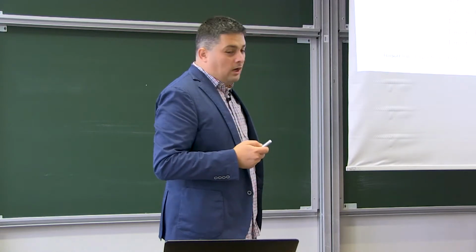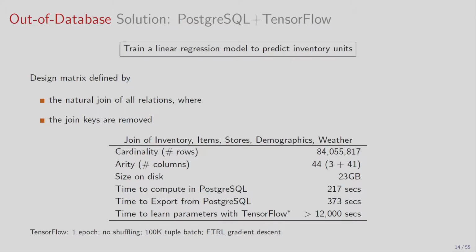The goal here was to train a linear regression model to predict inventory units, and the design matrix would be defined by the natural join of all these relations. We take away the join keys because these are not useful features, since they are just identifiers. What we realize is this: if we do the join of these tables, we get roughly the same number of tuples as the largest relation, inventory, 84 million. Then the time to compute this join in Postgres would be about 217 seconds. Then you'd have to export it, and that takes even longer, 373 seconds.